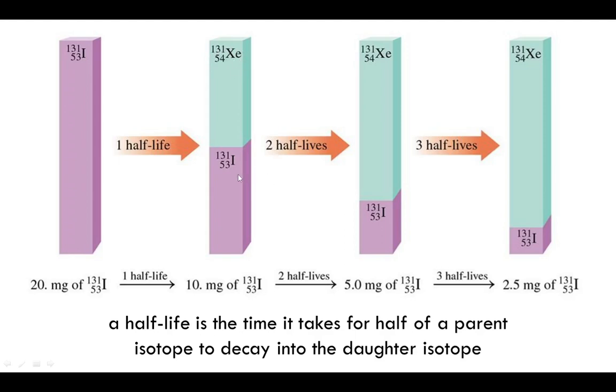This means, if you remember from lesson 2, that this is an example of a beta decay. You can see that the atomic number has increased from 53 to 54.